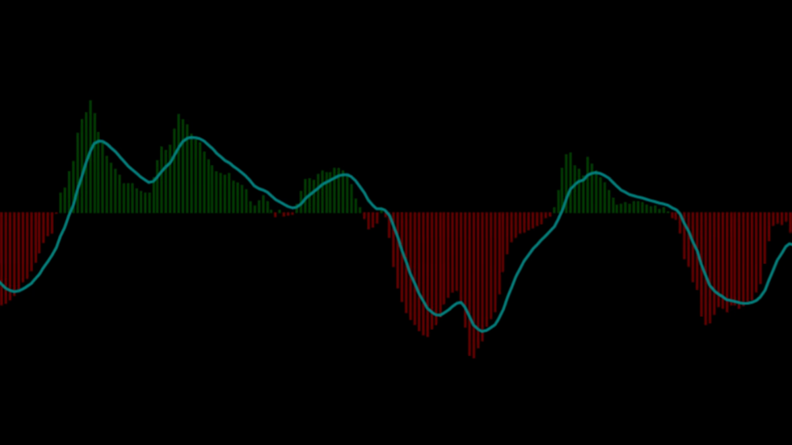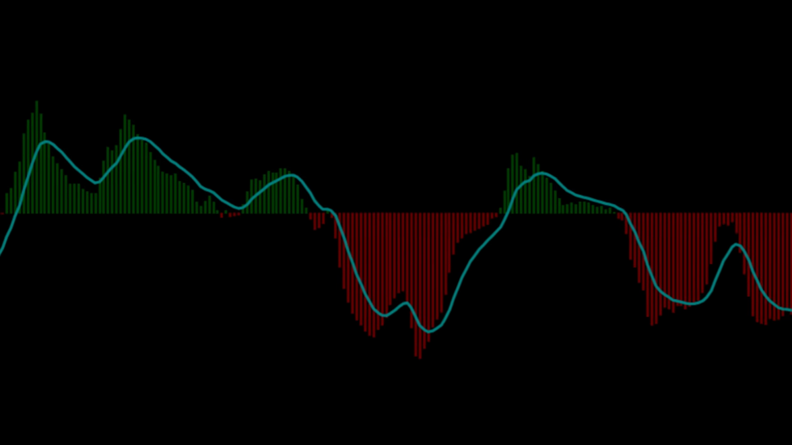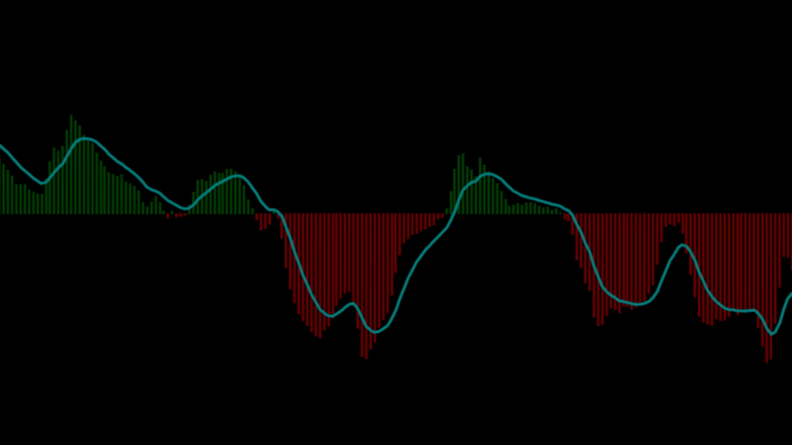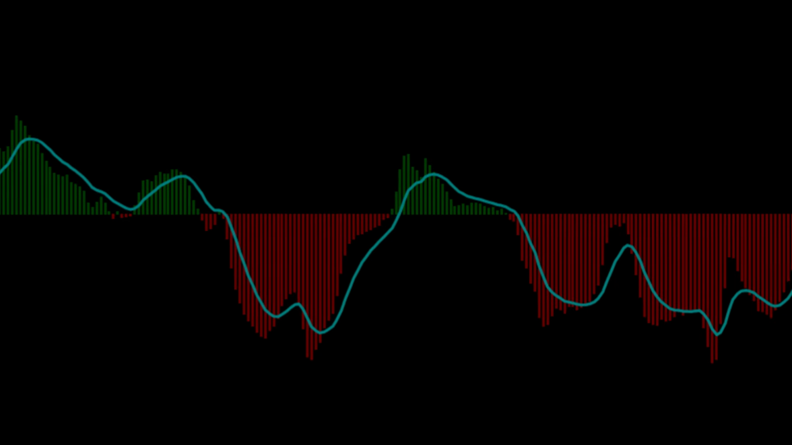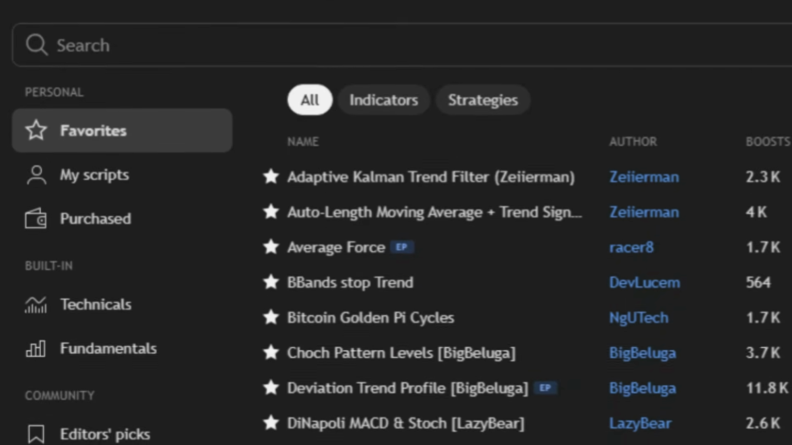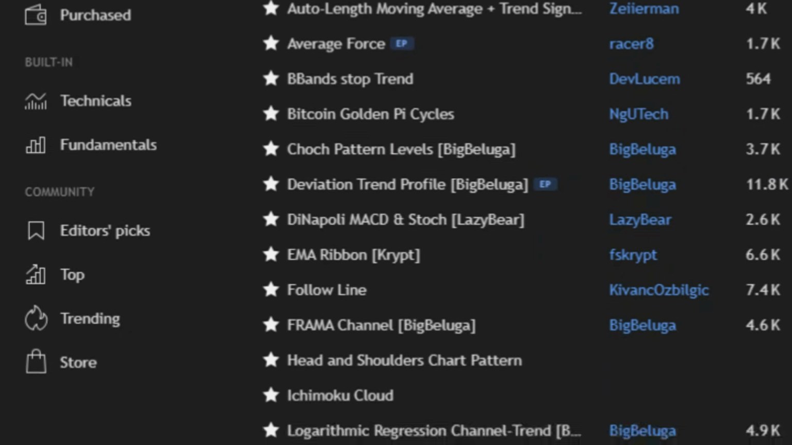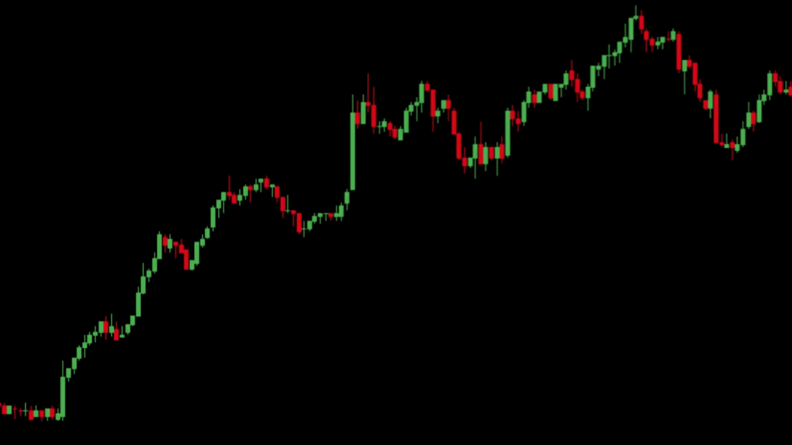I'm going to show you two ways you can use this indicator in your daily trading. I'll break down both strategies in depth so you fully understand the concept, and by the end, you'll see why this indicator outperforms so many others out there. But before we get into that, let's cover a few basics.